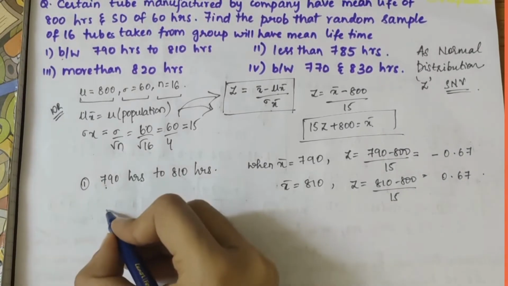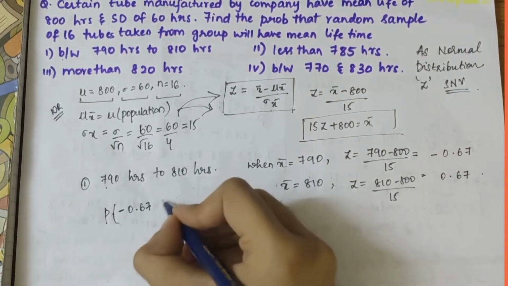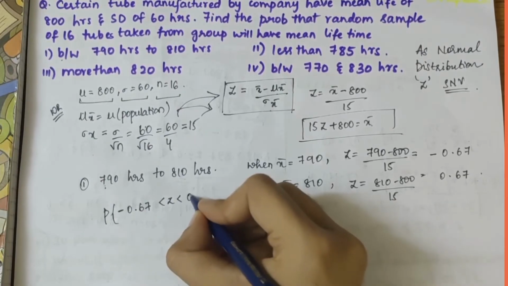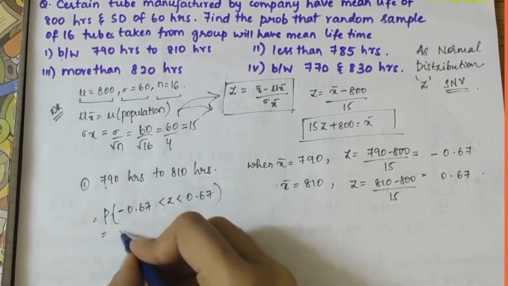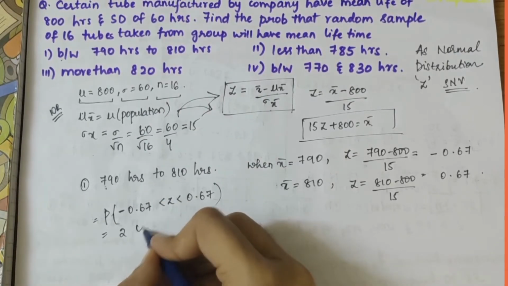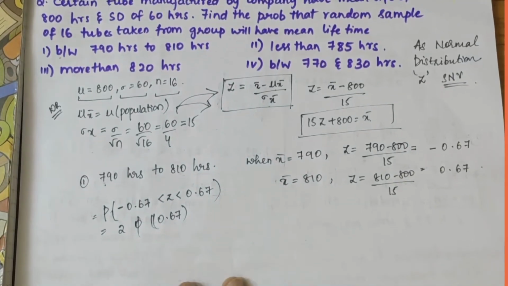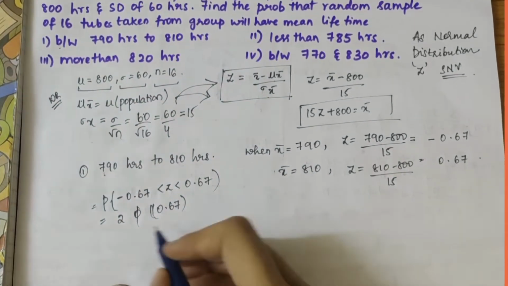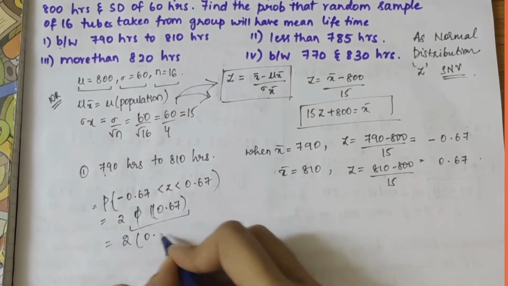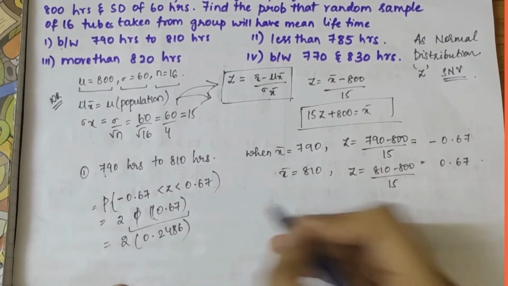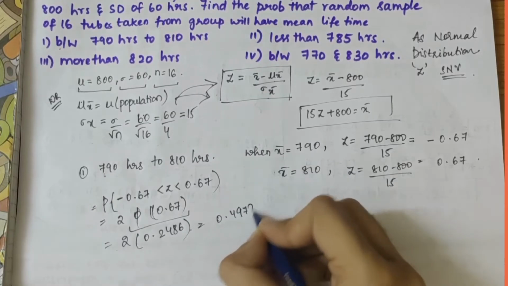So we can say P of minus 0.67 less than z less than 0.67. Z lies between plus or minus 0.67, which can be further written as 2 times phi of 0.67. Using the standard normal table, we can find the value of this, that is 0.2486. Multiplying 2 with this, we get 0.4972.